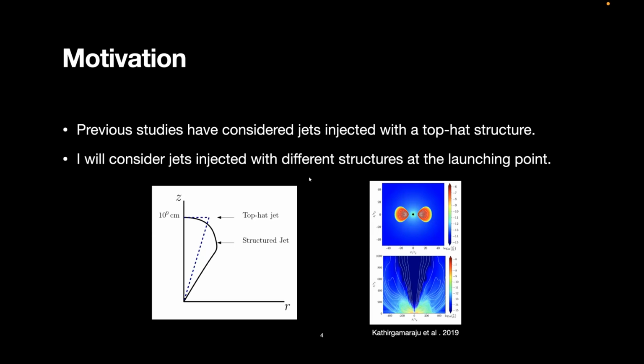I will consider jets injected with different structures at the launching point. For example, there are some works about jet launching which found that in the first milliseconds of jet propagation, very near to the central source, the central engine, the jet has an initial structure. The point of this work is to take this hypothesis and implement it in our initial conditions far away from the central engine, and start the propagation of a jet with an initial shape. And what is the implication in the jet evolution during its propagation into the star?